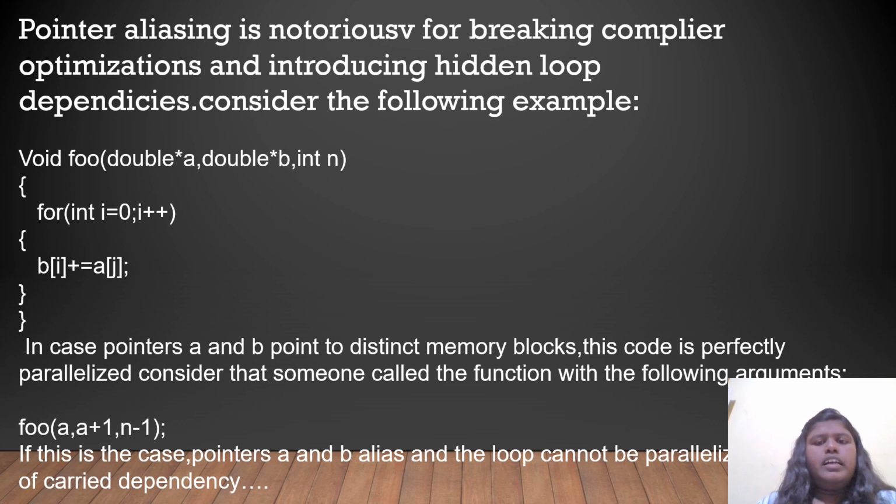Now we have to consider an example. void f(double *a, double *b, int n) { for (int i = 0; i < n; i++) b[i] = a[i]; } In the case where pointers a and b point to distinct memory blocks, this code is perfectly parallelized. Consider that someone called the function with the following arguments: f(a, a + 1, n - 1). In this case, pointers a and b alias and the loop cannot be parallelized because of the loop-carried dependency.